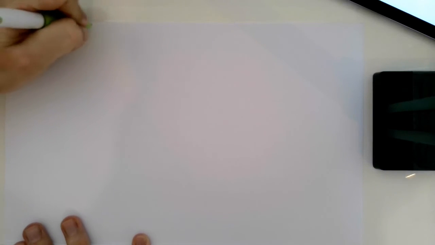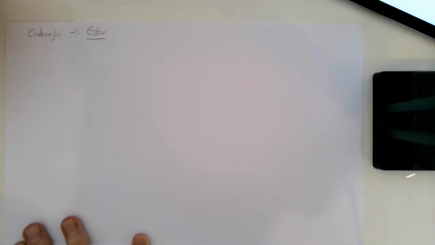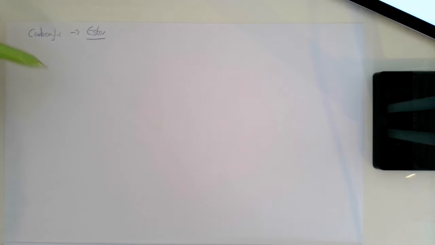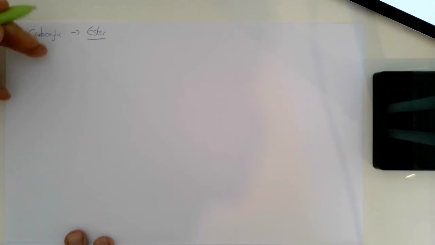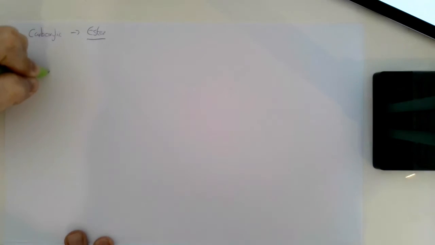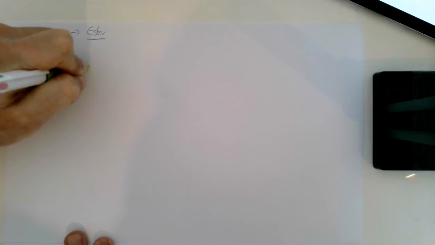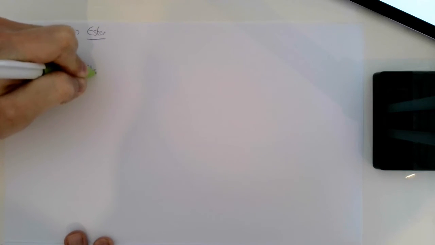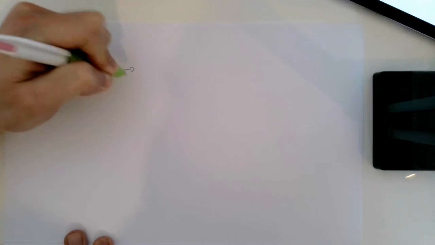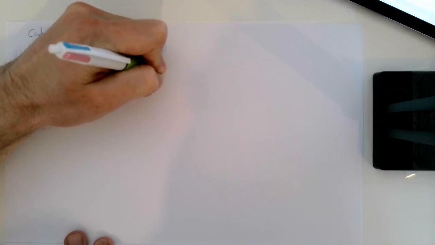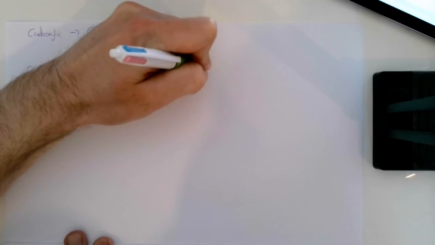Okay, so the topic finishes then with how you turn a carboxylic acid into an ester. So an ester is a new thing. It has its own naming system, and we'll look at how to name esters as well. So, general equation: carboxylic acid plus an alcohol would give you an ester plus water.